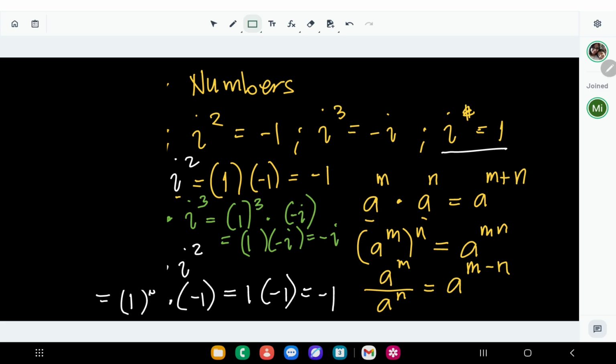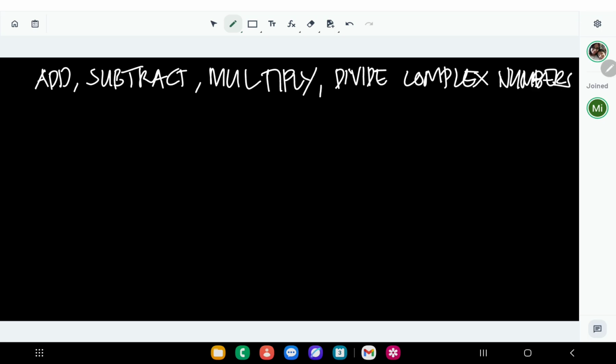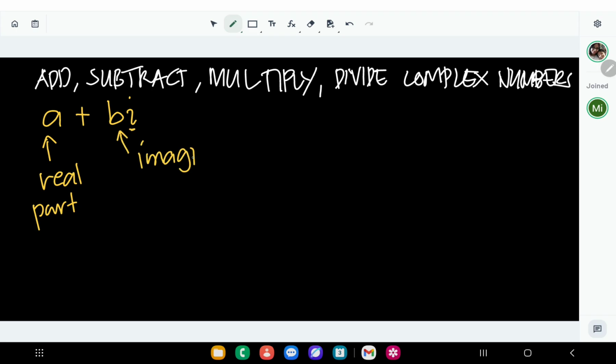Alright, so let me delete this. Okay, add, subtract, multiply. So let's add first. Now, complex numbers are in the form a plus bi. So a here is the real part of the complex number. The one with the imaginary number i, we call this the imaginary part. Alright? Then we add.